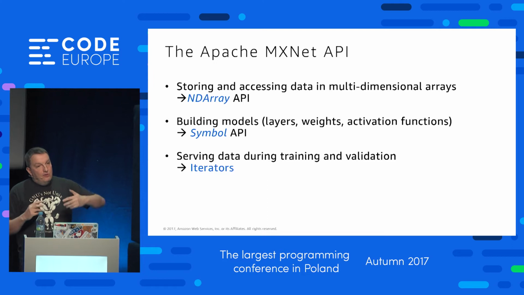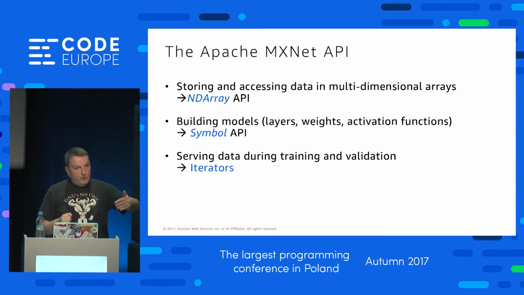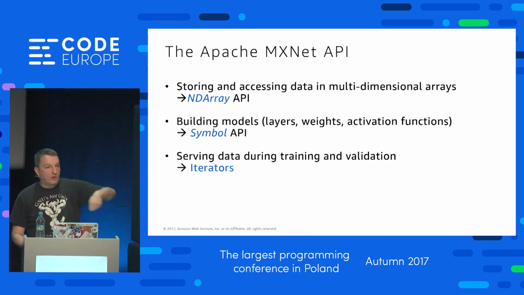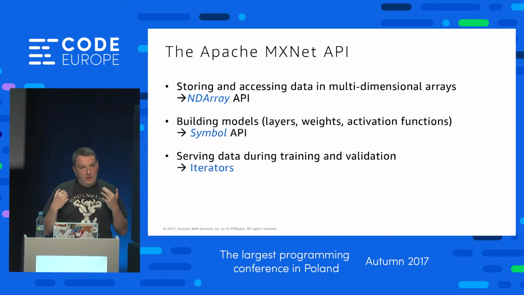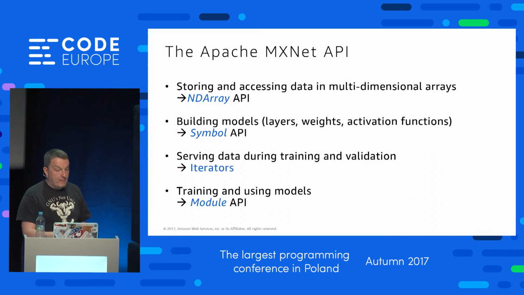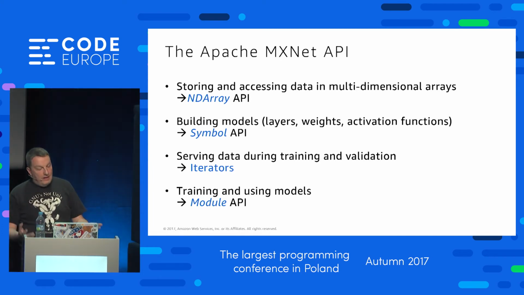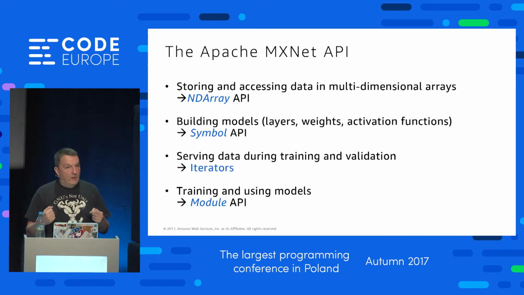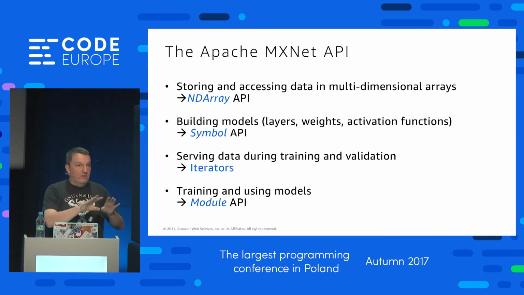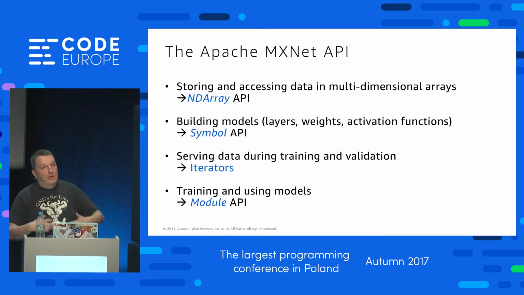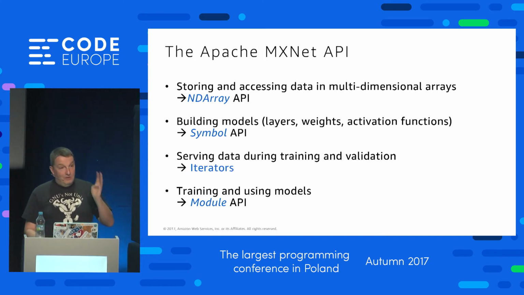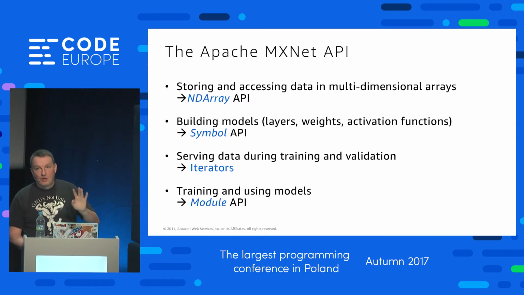We need a way to serve data to the model during training. Remember the batches and going back and forth, etc., right? And we're going to use objects called iterators. And then we just need a high-level object to basically put the data and the model together and train, right? And that's called module, okay? So these are the 4 objects that we're going to see in the code.